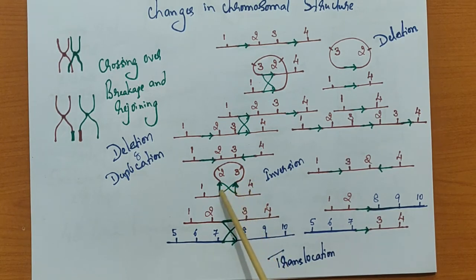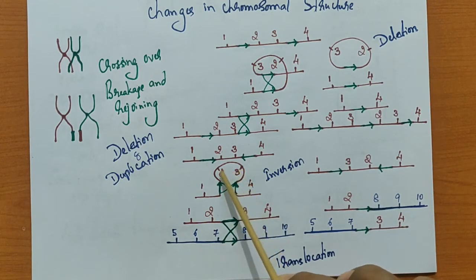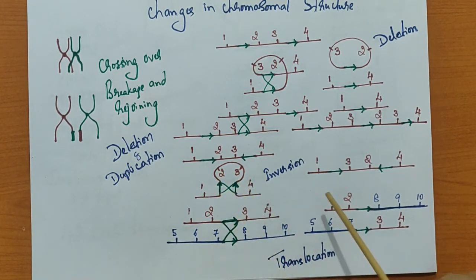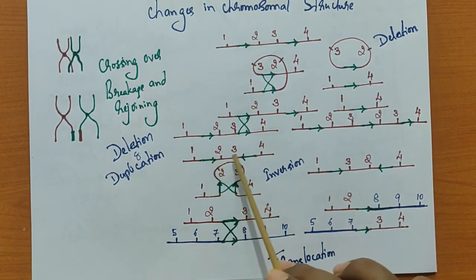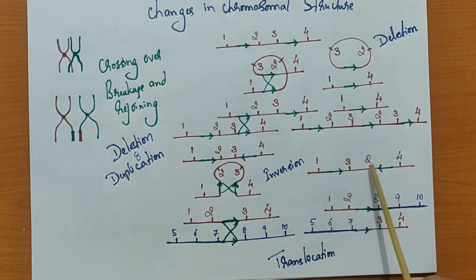So now these two things are going to undergo pairing. When you do have a crossing over, earlier it is 1, 2, 3, 4, but now it is 1, 3, 2, 4. Because of this inversion, instead of 1, 2, 3, 4, we have 1, 3, 2, 4. So this is what is known as an inversion.